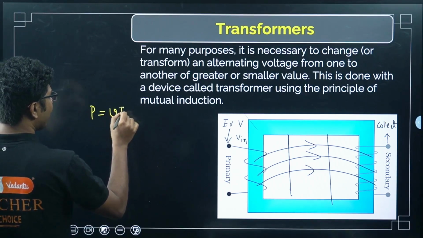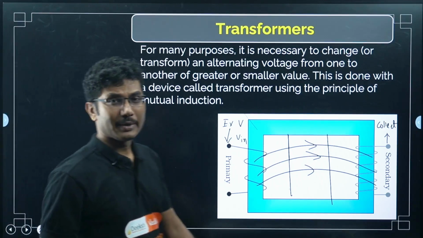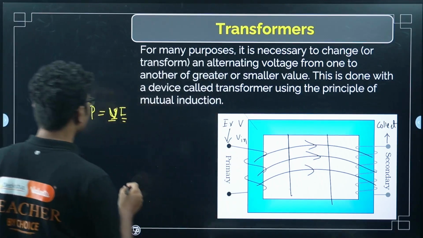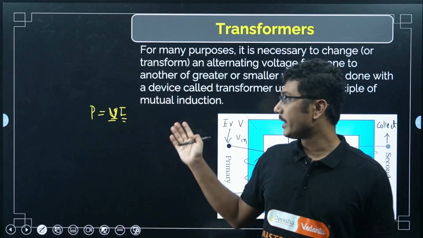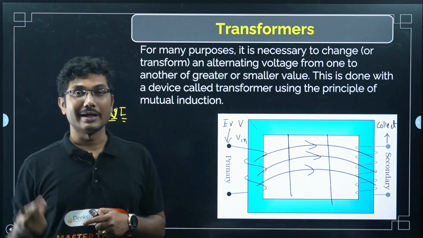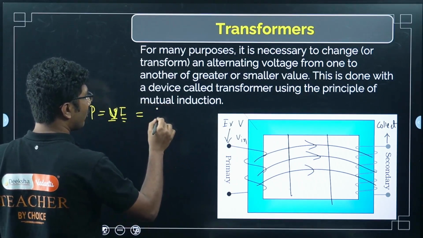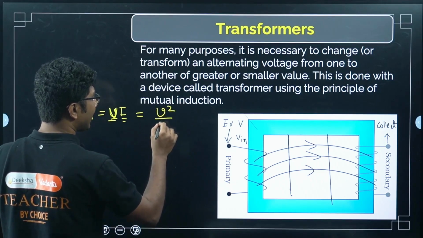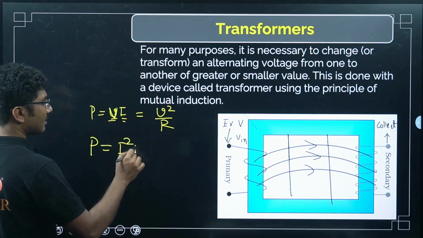So if we keep the voltage high, the current will automatically remain less. In terms of voltage, we know that resistance is already there, right? So current will be less. If we increase the voltage, we can control the current. And in terms of voltage and resistance, power is V square by R, whereas in terms of current, it is I square R.